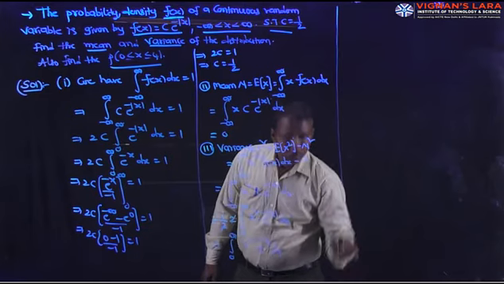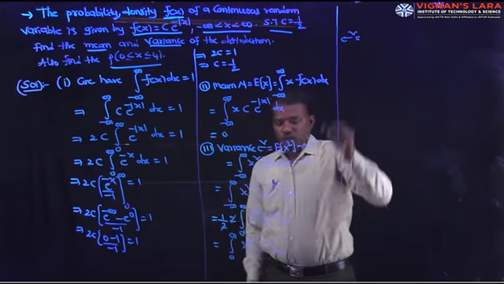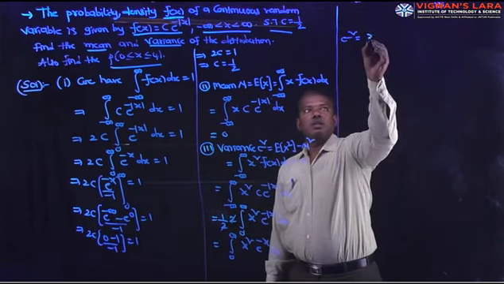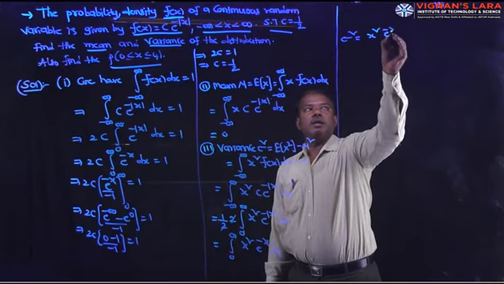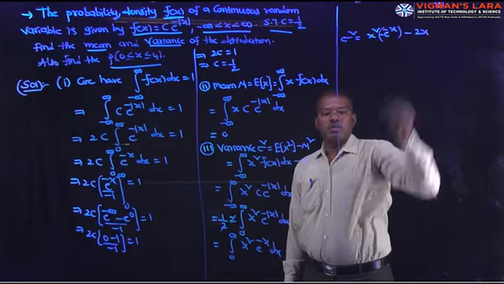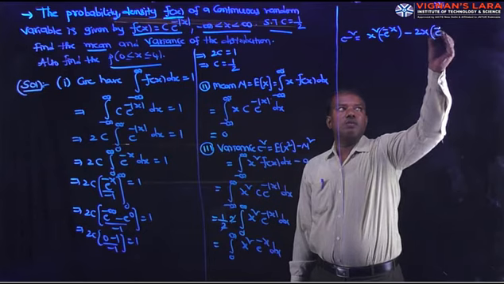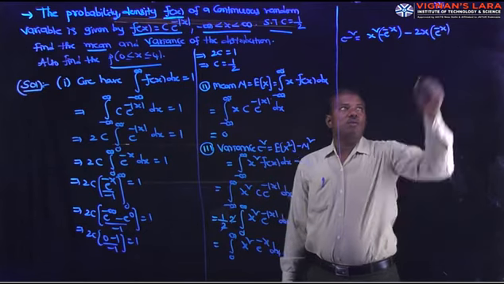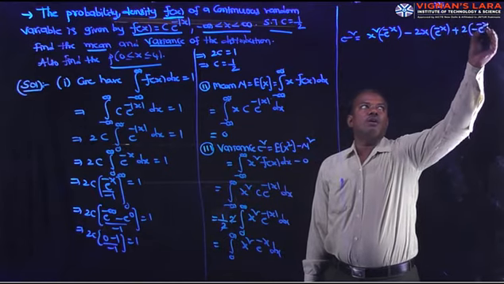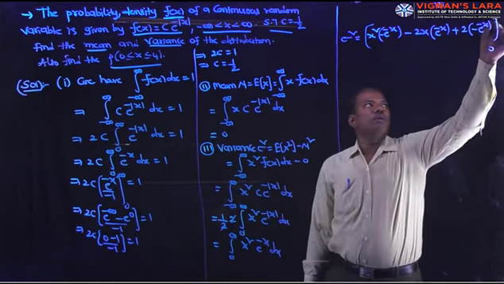Then sigma square, applying integration by parts between x square and e power minus x, is x square into e power minus x, minus x square's derivative 2x into again integration of minus e power minus x, which is plus e power minus x, plus 2, the derivative of 2x, again integration minus e power minus x, between 0 and infinity.